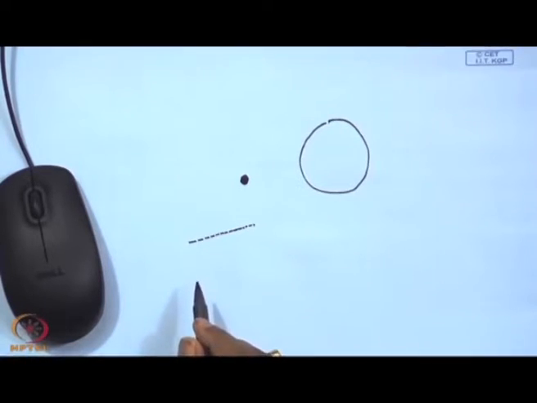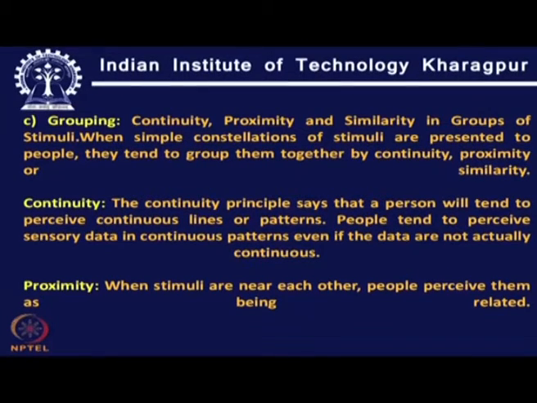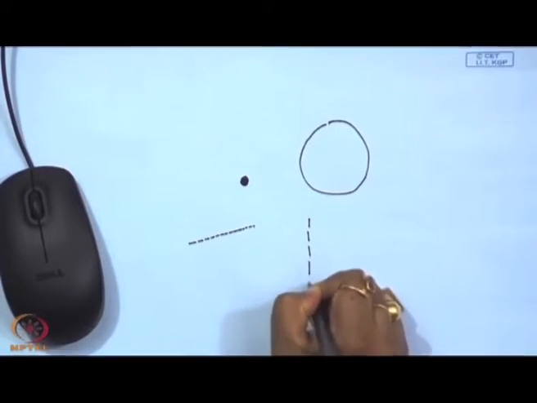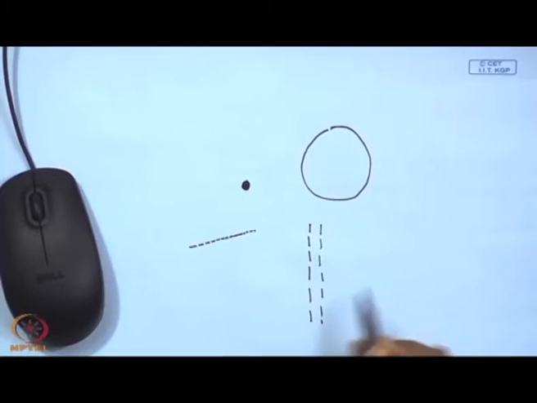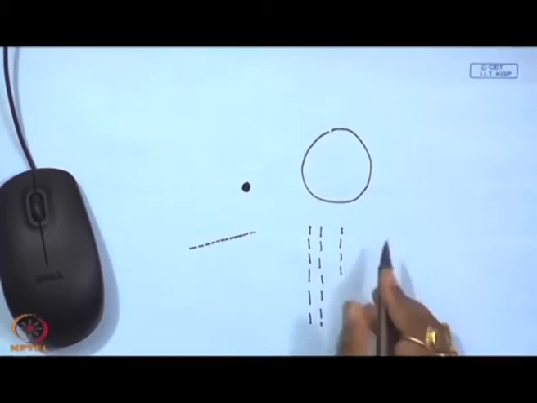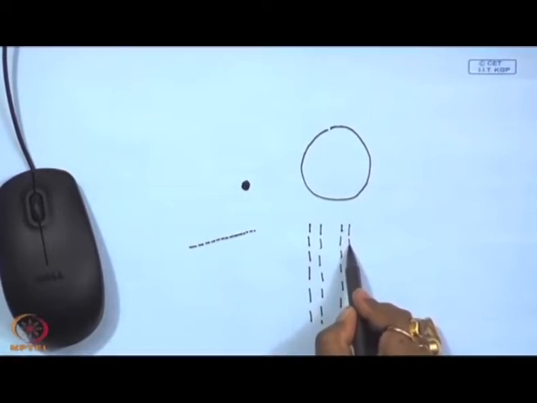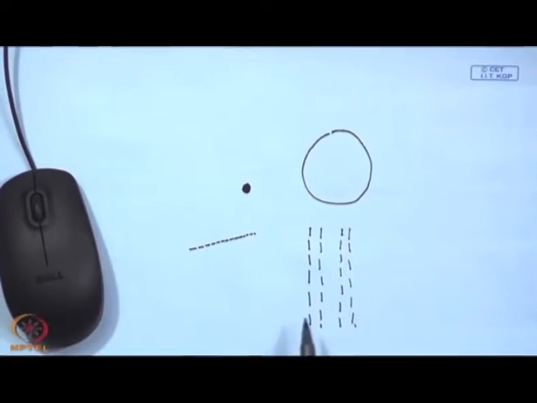Proximity: when two stimuli are very close to each other, people will try to see them as related to each other. You can observe the proximity principle from here. As these two lines are close to each other, we try to group them together, and as these two are again close to each other, we group them together. This is the principle of proximity, the nearness in space.